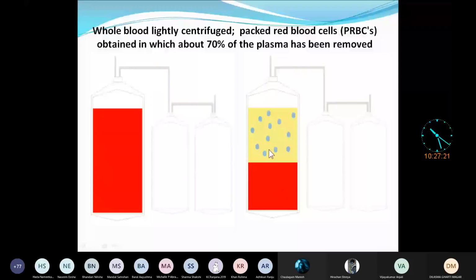platelets. Mainly we will concentrate on platelets, but in the plasma there will also be clotting factors, albumin, and immunoglobulins. After this is done, the plasma above, the yellowish one, we will transfer to another bag. In this picture you can see the three plastic bags.